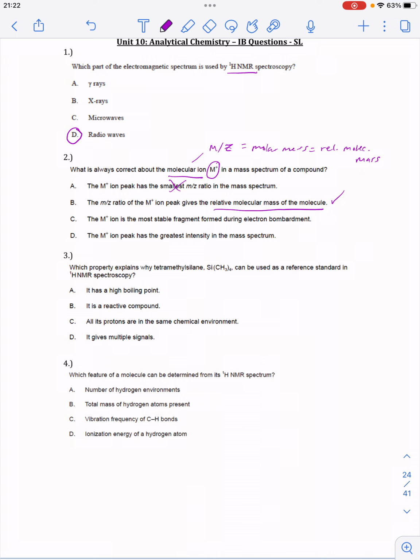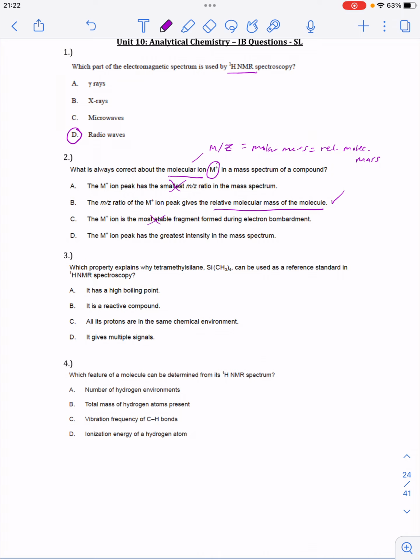That looks good. M+ is the most stable fragment? Not necessarily. Sometimes there are other fragments that are more stable and therefore give higher intensity, so it's not necessarily true. And the M+ ion has the greatest intensity? Not necessarily true. So that's the one that's the best.